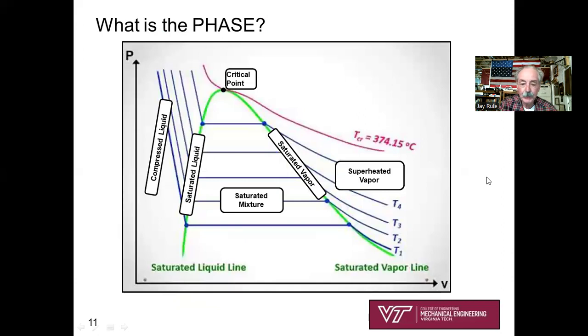Tried and true vapor dome that's representative of any substance. Recognize that when you're to the right of the vapor dome, you've got superheated vapor. Under the vapor dome is a saturated mixture, a mixture of saturated vapor and saturated liquid. Easiest to understand is when you're lying on the left side of the vapor dome.